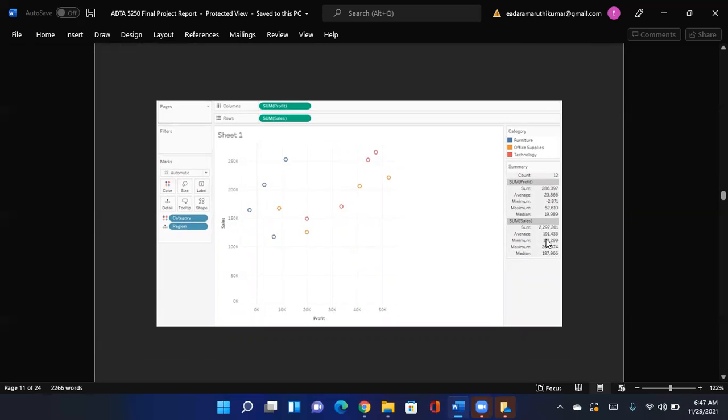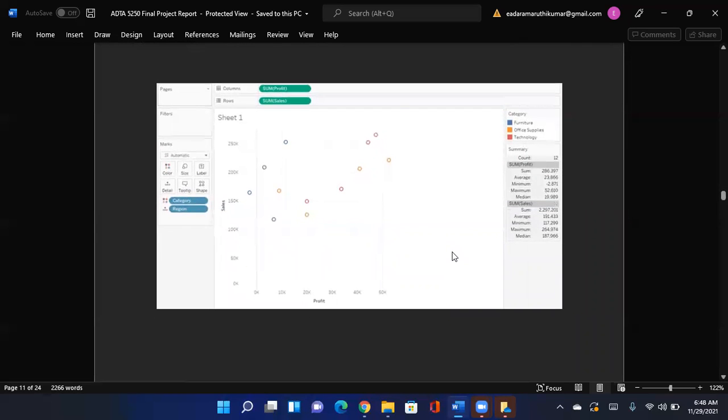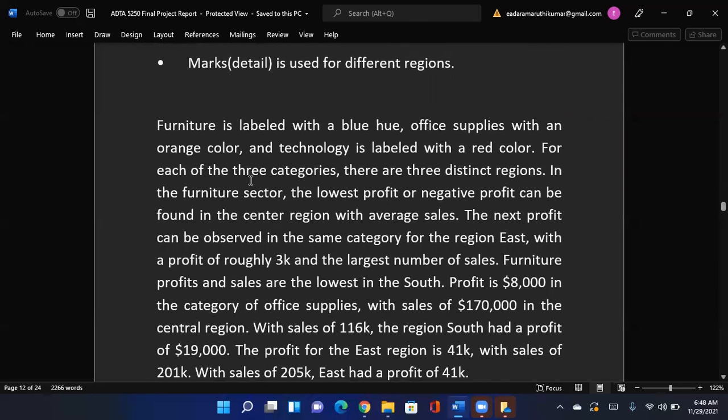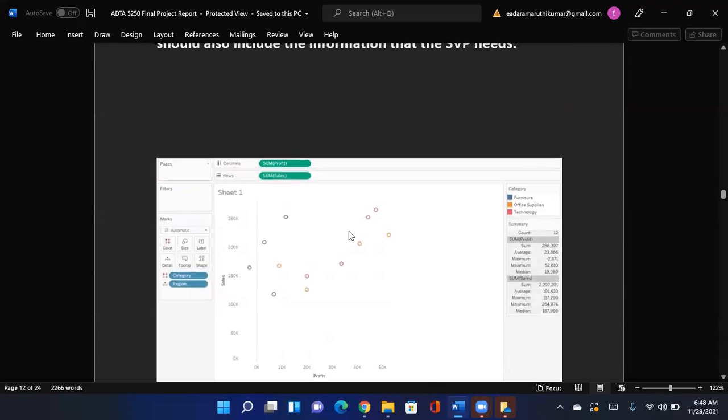And coming to the average, we have 1,91,433 sales. The total number of sales is 2,297,201. This is the basic summary. We can look directly from this one, and after that I'm giving a brief explanation about it.